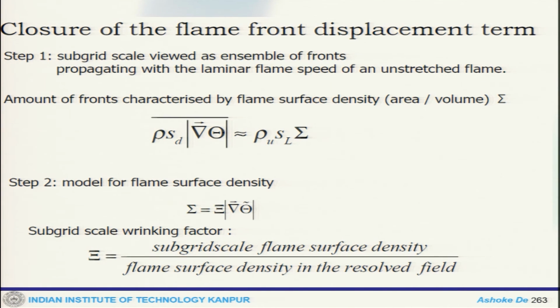So the subgrid scale can be viewed as an ensemble of fronts propagating with the laminar flame speed of an unstrained flame. The amount of flame front, characterized by the flame surface density, is such that rho SD del theta would be equivalent to rho U, SL and surface density. Now we can model the surface density, which is this factor into delta theta. This is called the subgrid scale wrinkling factor, where the subgrid scale flame front density is divided by the density in the resolved field.